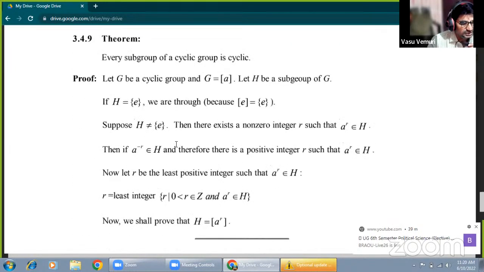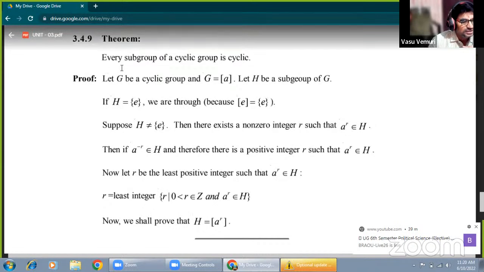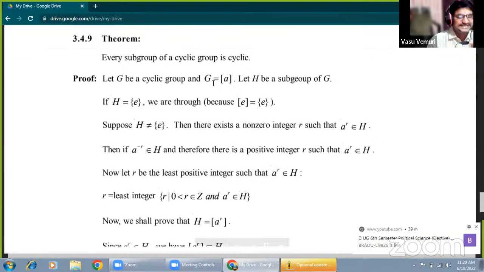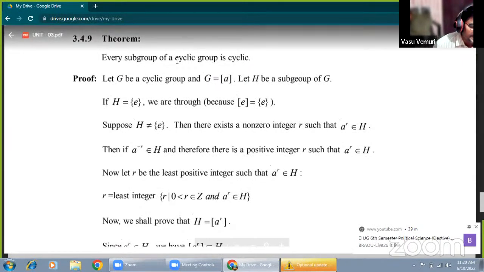That's it. Okay. Now students, listen carefully. This theorem is most important in the final examination. Very, very important. It is repeated many times. Every subgroup of a cyclic group is cyclic. We already discussed it in the previous part. When the group is cyclic, then a non-empty subset of the group that is a subgroup is also cyclic. The subgroup is also cyclic when the group is a cyclic group. Now I will repeat this theorem statement once: every subgroup of a cyclic group is cyclic.